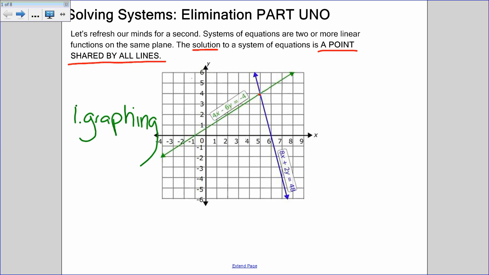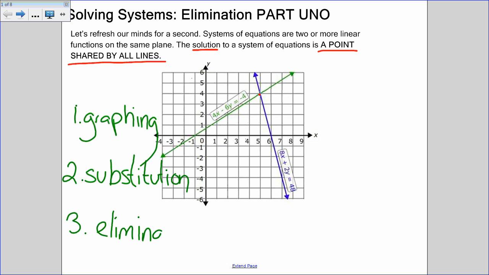So we said you could do it by graphing, or you could do it by, what was our last unit on? Substitution. We could manipulate our equations. So this last packet is on our third way to solve the system, which is elimination. This is our third and final way.